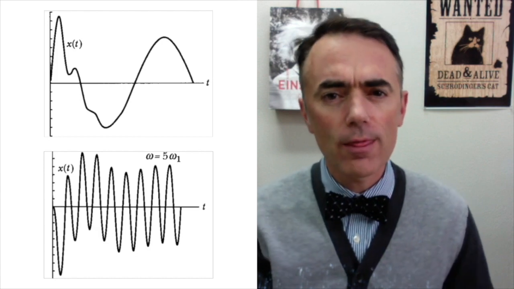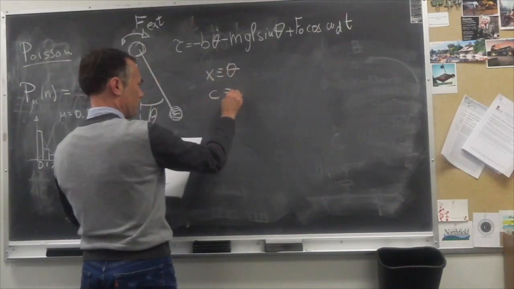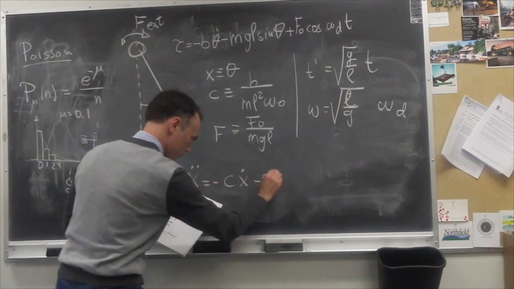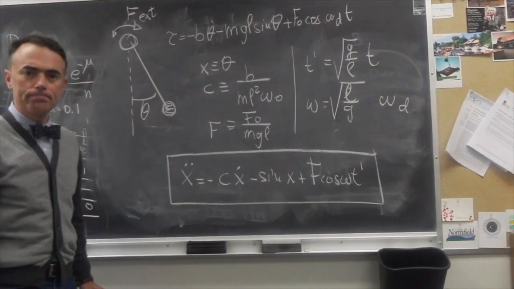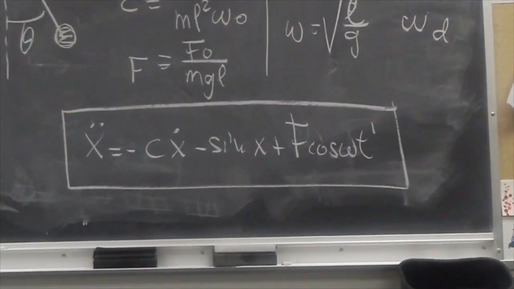This nonlinear equation is familiar and it is the same one as the forced oscillator. For small oscillations, the problem can be solved. We can find a chaotic transition and then a periodic behavior where the periodicity comes from the external forcing. But let's not stop at small oscillations. Making a normalization of the variables, we rewrite the equation as x double dot equals minus c times x dot minus sine of x plus f times the cosine of omega t prime.